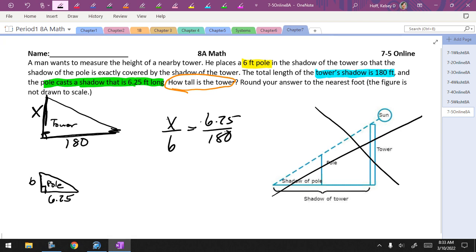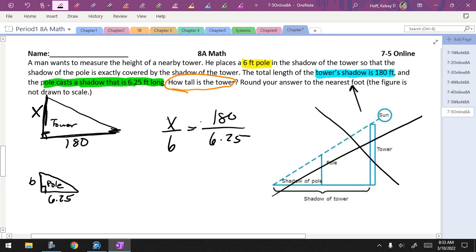So you went X over 6. So you did the top triangle over the bottom triangle, right? So do the same thing over here. So we got to flip this over here. 180 over 6.25. Okay, cross multiply. See what you get. You're going to round it to the nearest foot, which means whole number. I want you to round it to the nearest whole number.